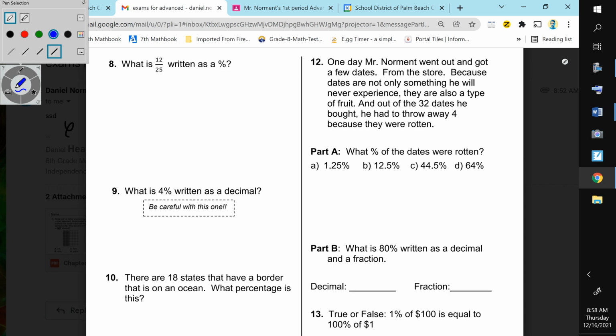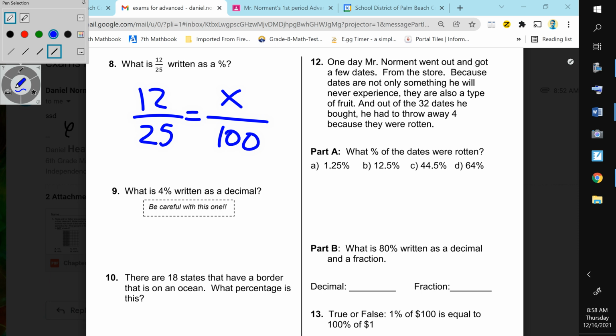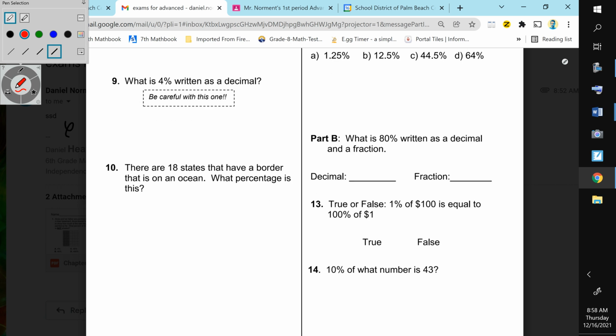What is this written as a percentage? So set up a proportion. We don't know the percent, and then cross multiply, and then divide both sides by 25. It's going to take you a little bit of time, but if you take your time, you can get that right, okay? Number 9, 4% written as a decimal.